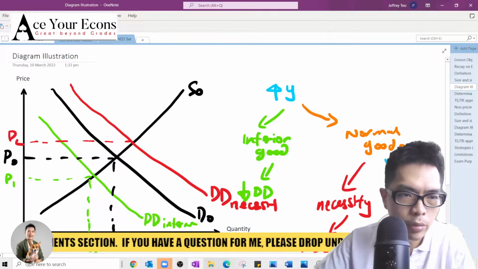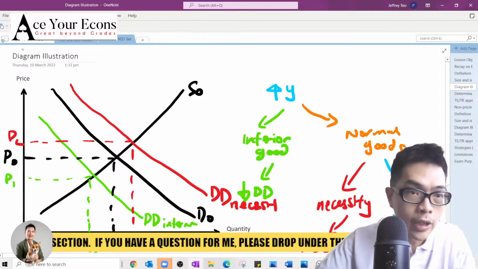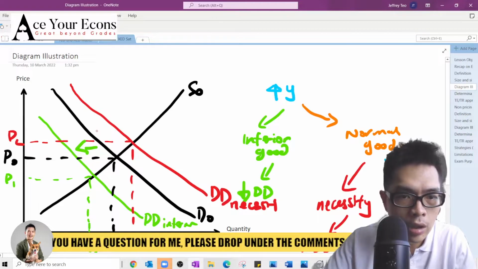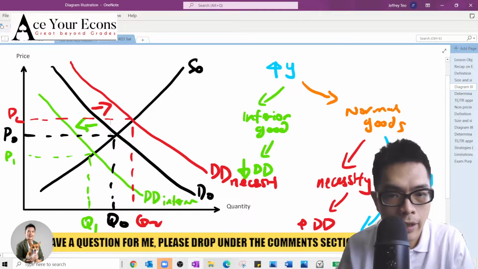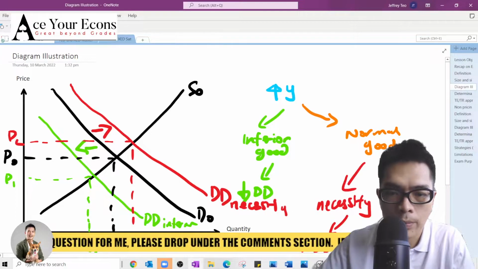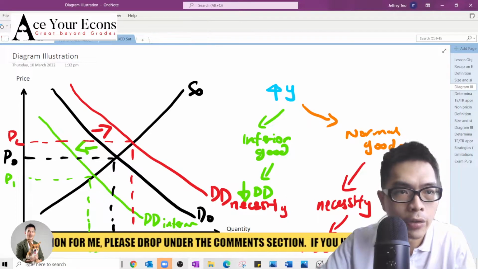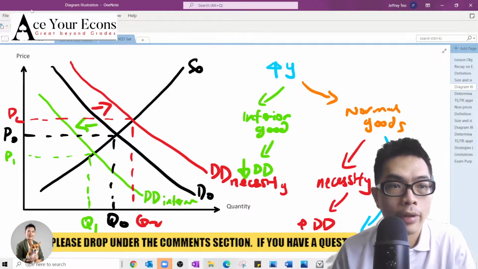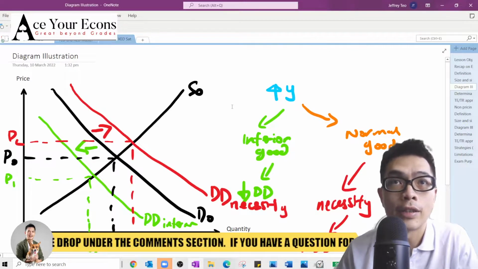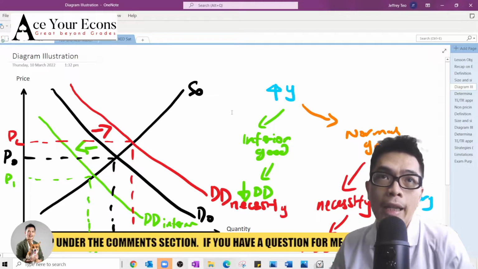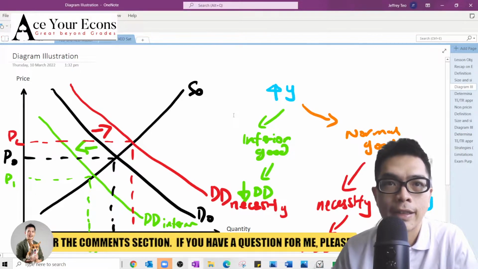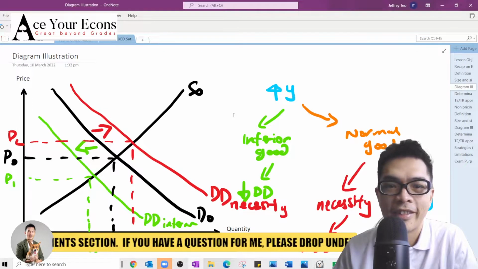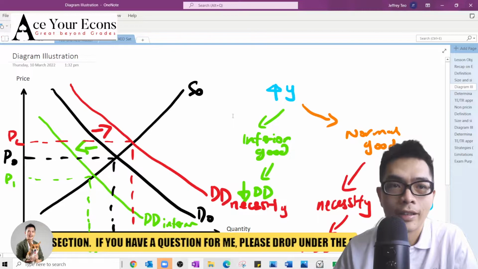I call this P2 and Q2. I just want you all to focus on the colors. Inferior is a fall, whereas necessity is a slight rise. If you have any questions for me, please raise it up. And for luxury, now we know that demand for luxury goods will go up with every rise in household income. So my question is this: if we were to illustrate on the diagram, is it going to be on the right hand side of necessity or the left hand side of necessity? Right hand side.